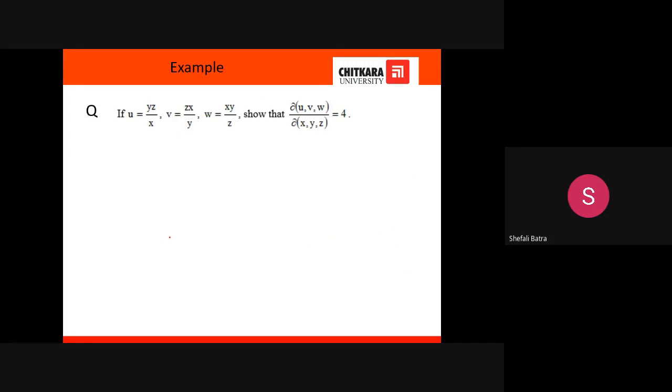Now come to the next question. If u is equal to yz upon x, v is equal to zx upon y, and w is equal to xy upon z, then show that the Jacobian of u, v, w with respect to x, y, and z is equal to 4.